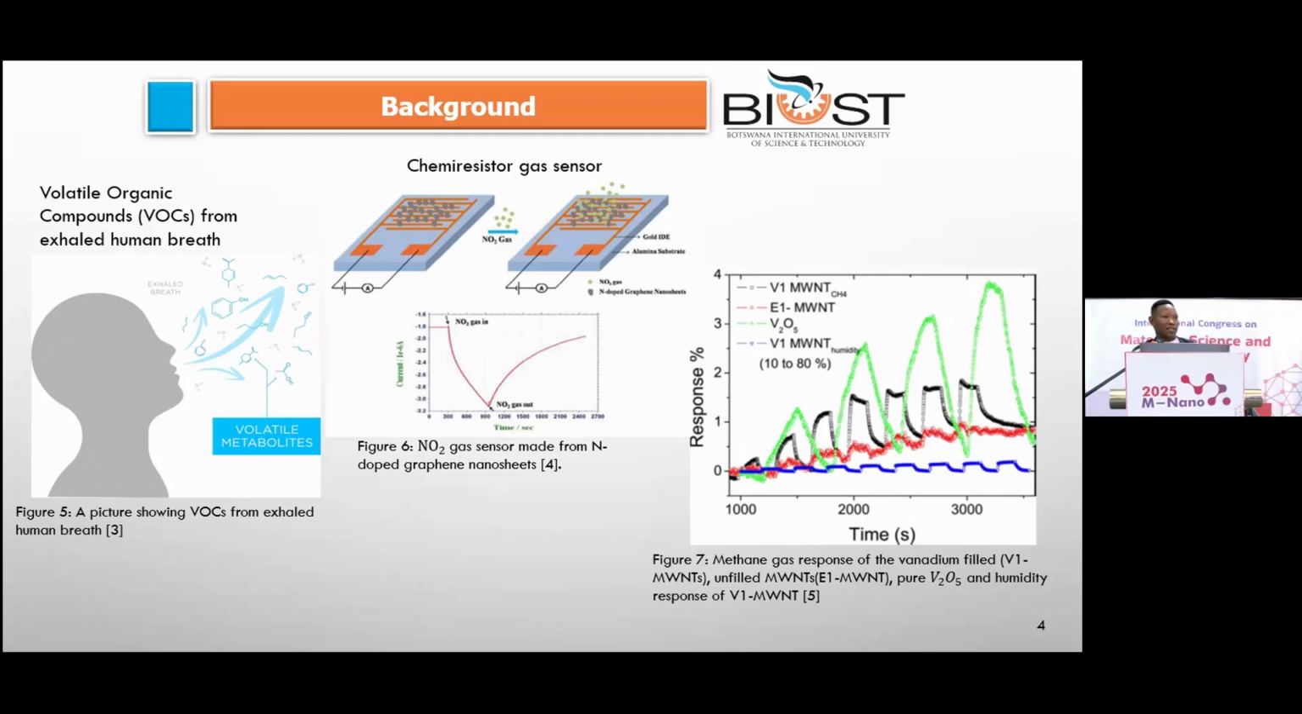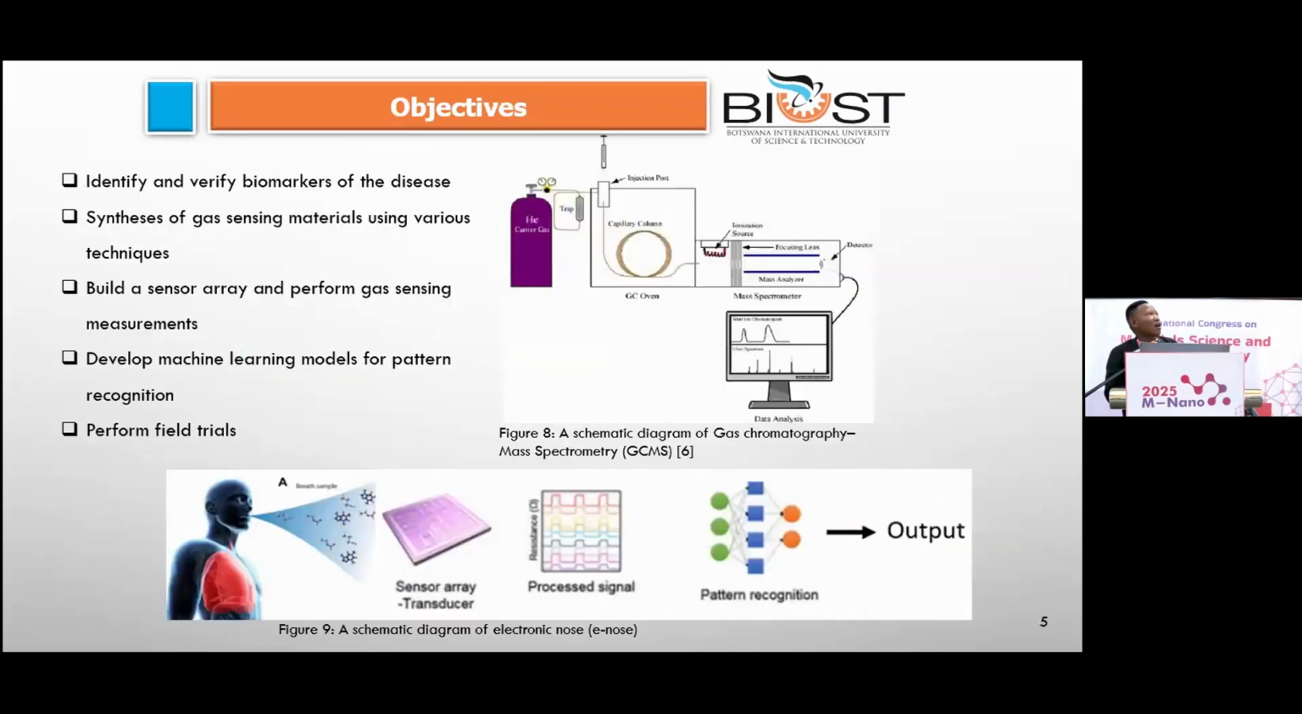develop an electronic device that can sense the VOCs that are associated with the disease. In order to build that device, we first need to identify and verify the biomarkers of the disease. For that, we are going to use gas chromatography mass spectrometry, which is GCMS. It separates a gas mixture into individual compounds, so you get a GC spectrum with peaks. Each peak represents an individual compound.